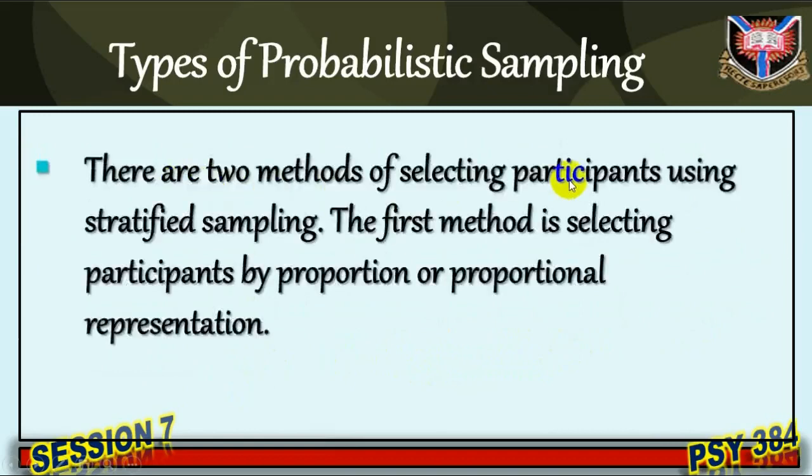There are two methods of selecting participants using stratified sampling. The first method is selecting participants by proportion or proportional representation.